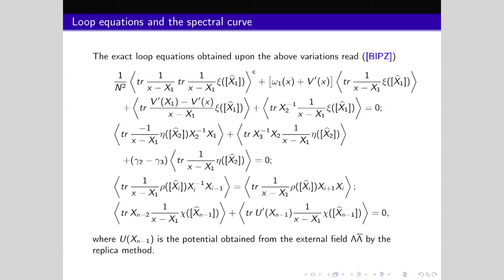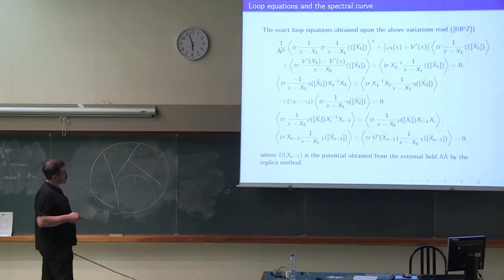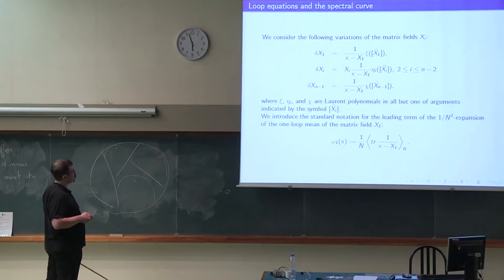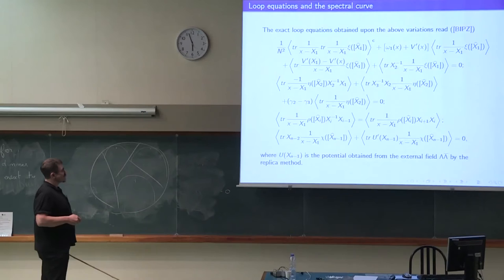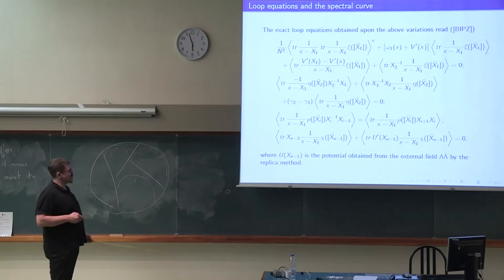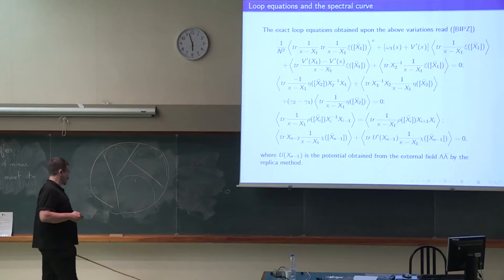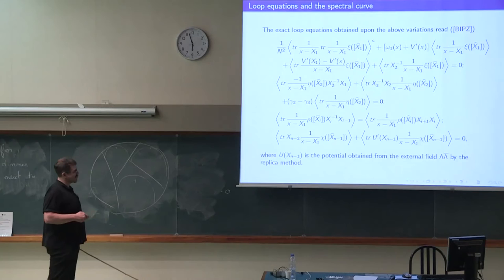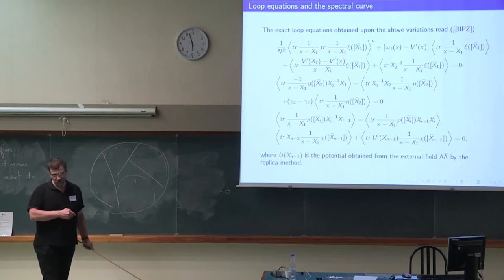Then, to give you a flavor of the calculations, here are exact loop equations appearing upon the above variation. We have as many equations as the number of variations here. And we have some potentials obtained from the external field by the replica method, but it's just some development of the good old technique by Brézin, Itzykson, Parisi, and Zuber.